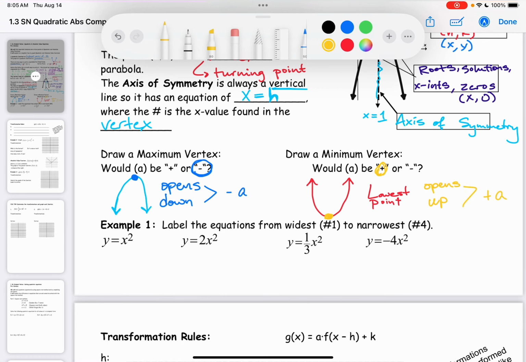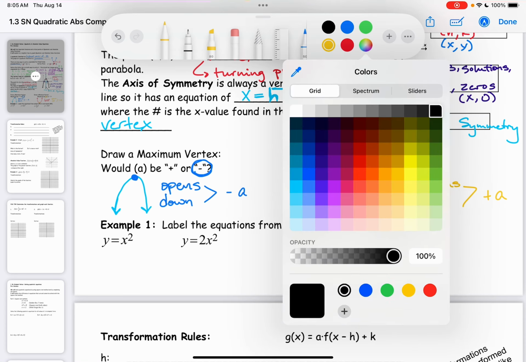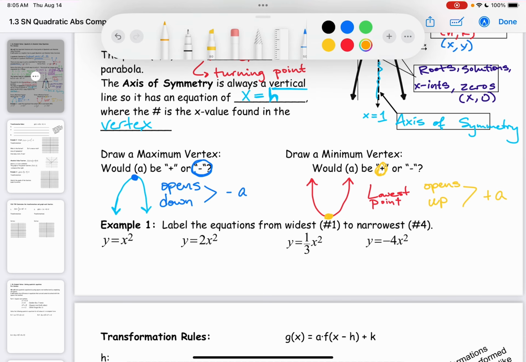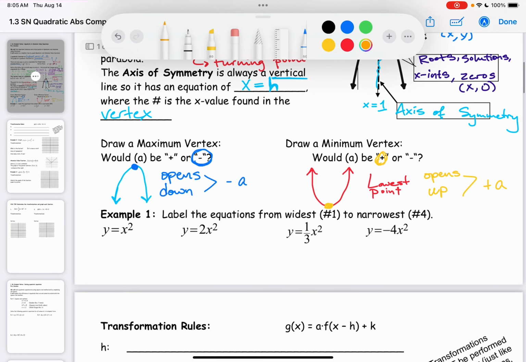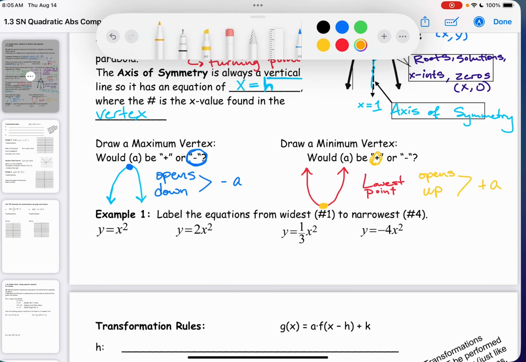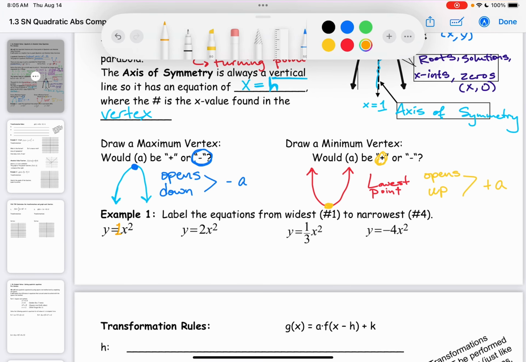All right, so another example here says to label the equations from widest to narrowest. So if you remember from our earlier note up here, this has to do with the absolute value of a. So the more compression, or compression in general, will come from an absolute value of less than 1. So what we want to do is for all these, find our a value, and I'm just going to underline it here. I'm going to draw in a 1, a 2, a 1/3, a -4. And then we want to find those numbers' absolute values.